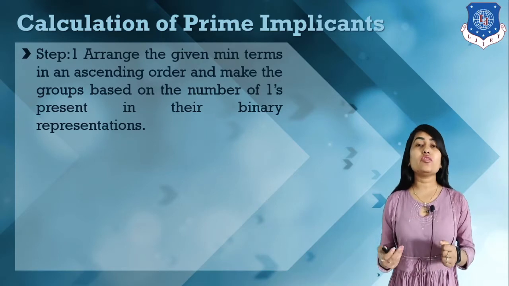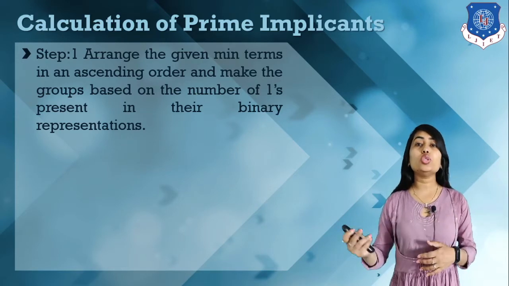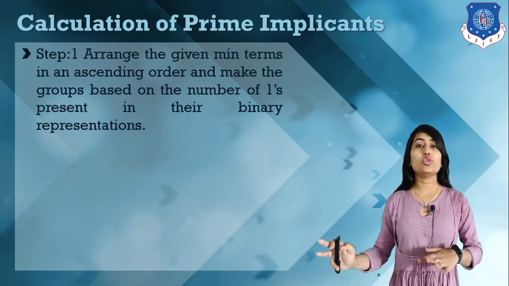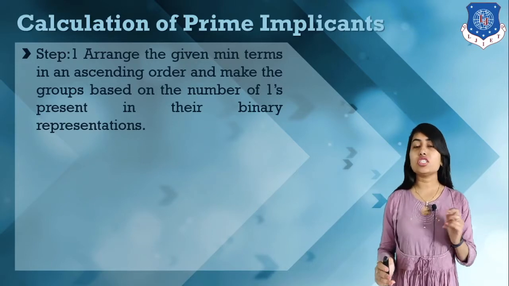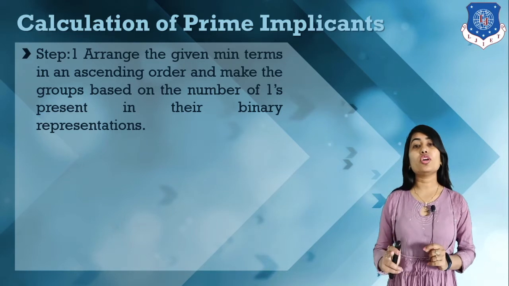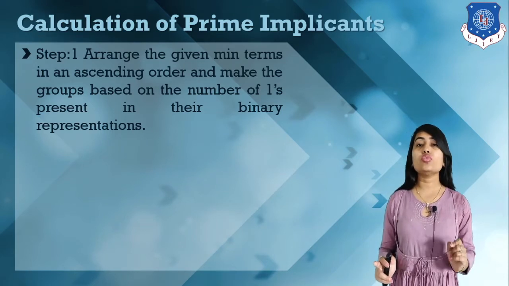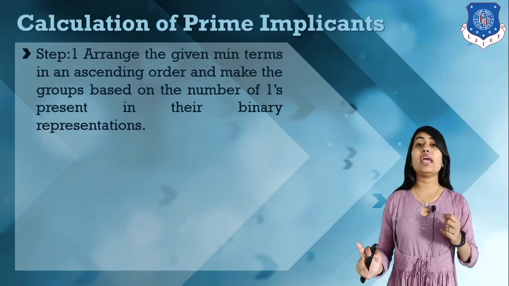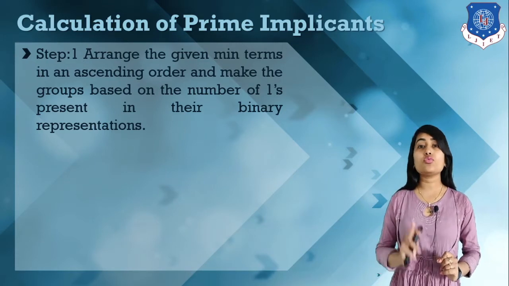For example, we have min terms 0, 1, 2, 3, 4, 5 and so on. In 0 the number of ones is 0. Then in 1 we have the number of ones 1 time. Then in 2 we have the number of ones 1 time. Then in 8 we have the number of ones 1 time.